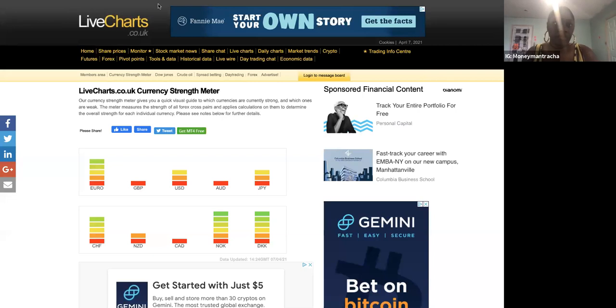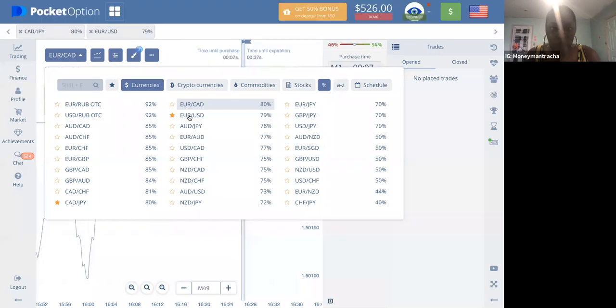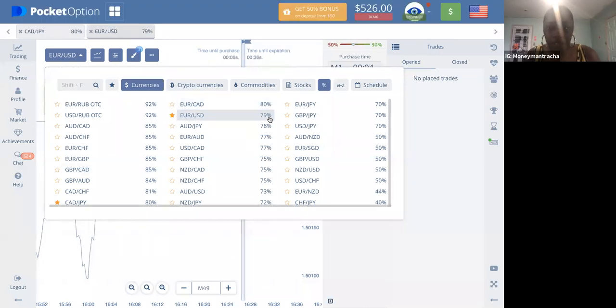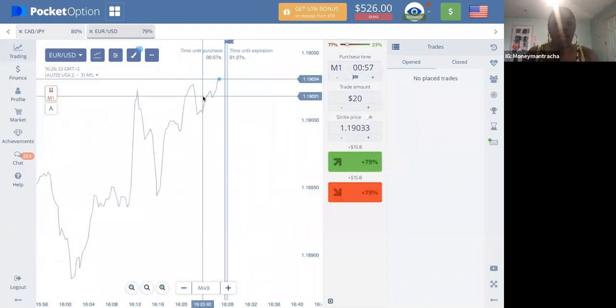So we're going to look at Euro USD and we're going to see if this is true. Right. So we're going to come back here. We're going to select if it's paying out fine. We always want it to be paying out over 70% just to make sure we're getting a good return. So everybody go to Euro USD on the broker you're using.